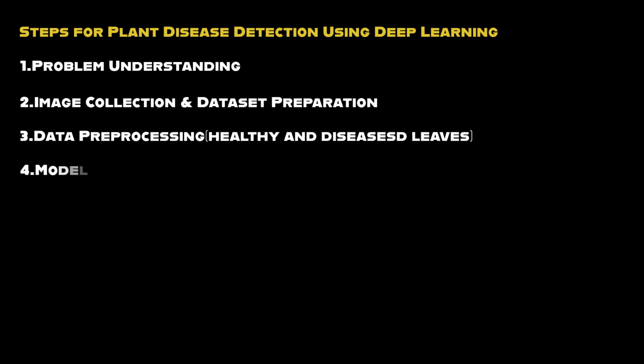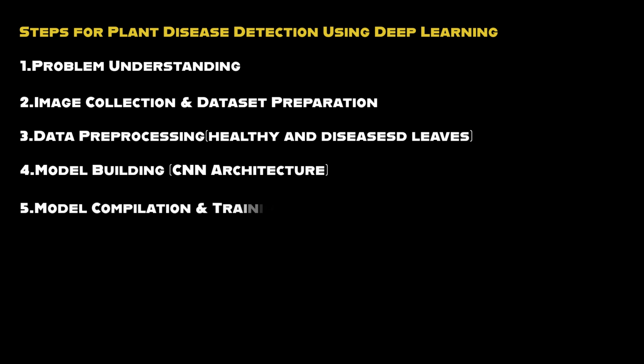Fourth step, model building. CNN architecture. There is a default architecture for convolutional neural networks. So fourth step is model building. Fifth step is model compilation and training. We are going to compile and check if this model is suitable for the given data. Sixth step, evaluating the model.